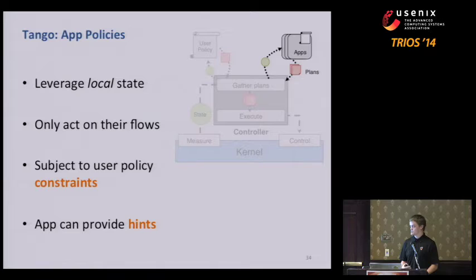Apps are naturally only allowed to perform actions on their own flows, and they only get state that's associated with their flows. They aren't allowed to perform actions on either interfaces or other application flows. They are subject to the constraints generated in the user policy, which sort of limits their resource usage, and they can also provide hints that can be incorporated in future round state.